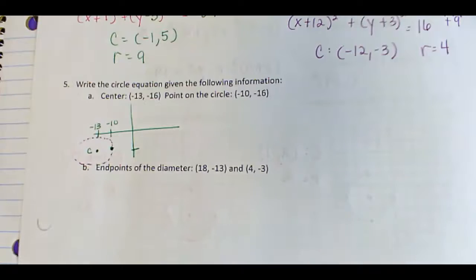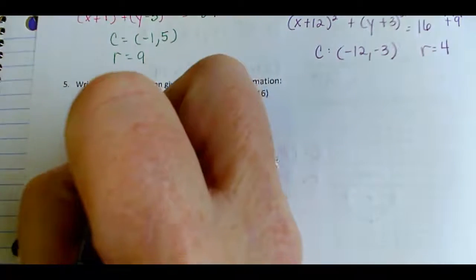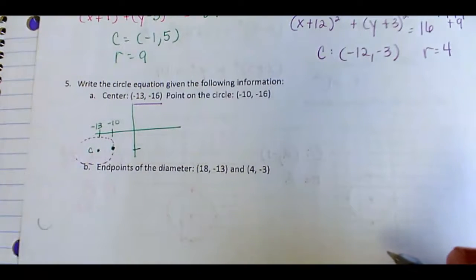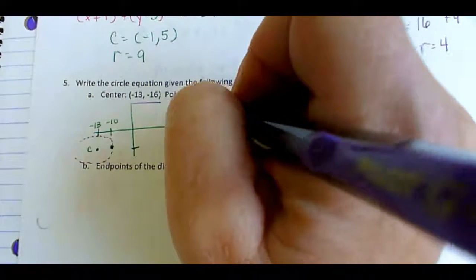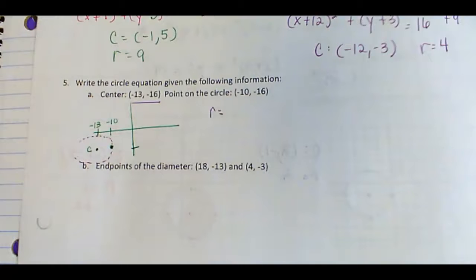The question wants us to write an equation. And we already know the center. What else do we need to write an equation? The radius. You need the center and the radius. That always helps you to write the equation of the circle.